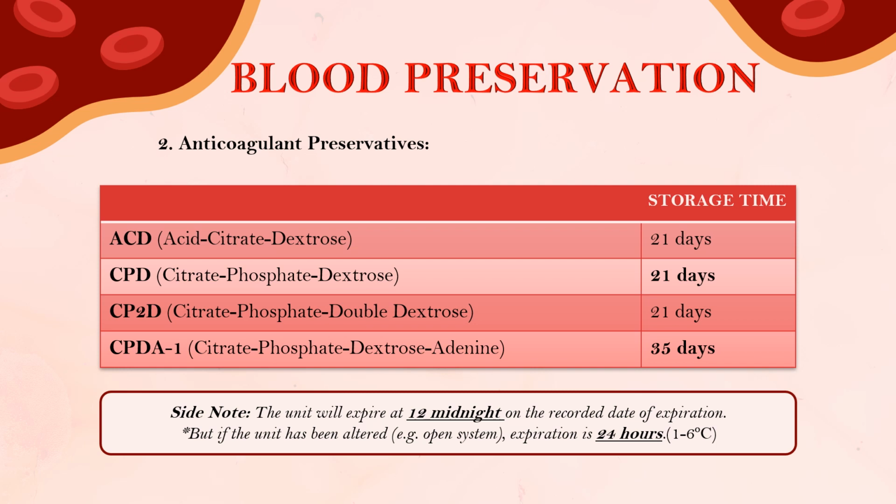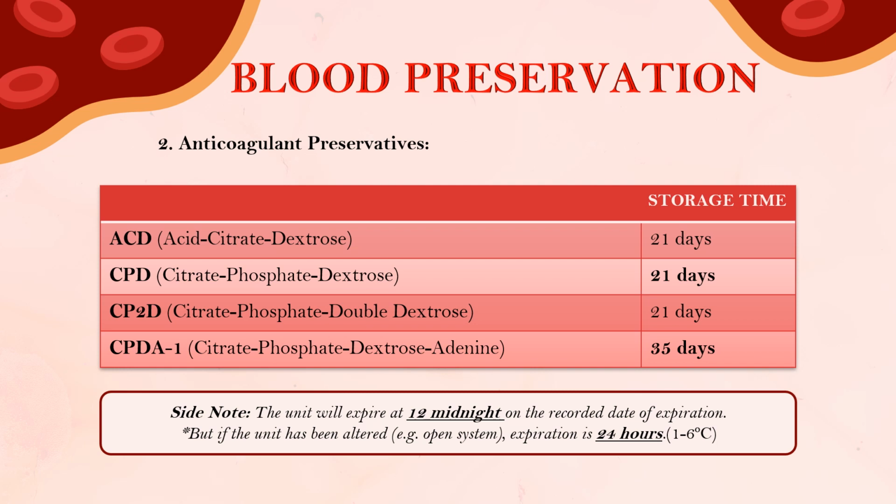Why exactly? It is because it contains adenine, which is an important constituent of your Embden-Meyerhof pathway. Since it adds additional adenine to the blood unit that will basically drive glycolysis towards the synthesis of ATP, the shelf life is extended up to 35 days. And take note that the date of expiration is at 12 midnight on the recorded date of expiration, regardless of the time of the preparation.